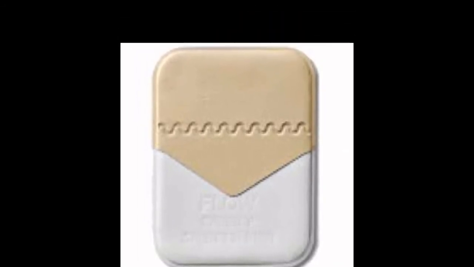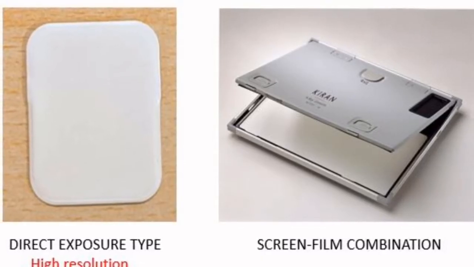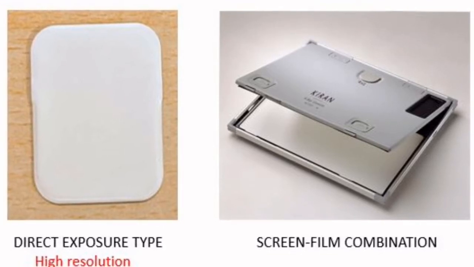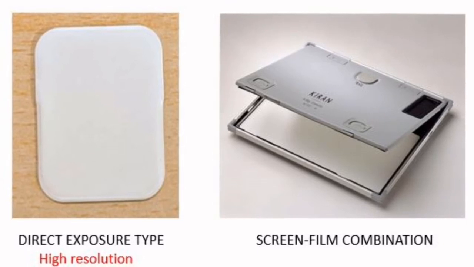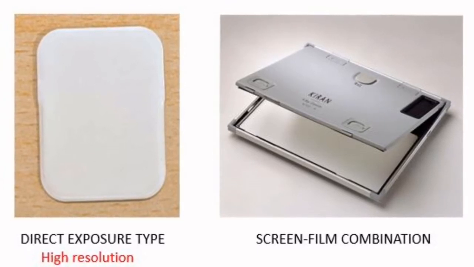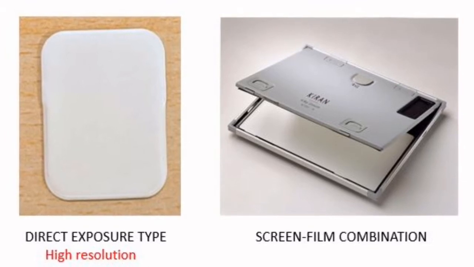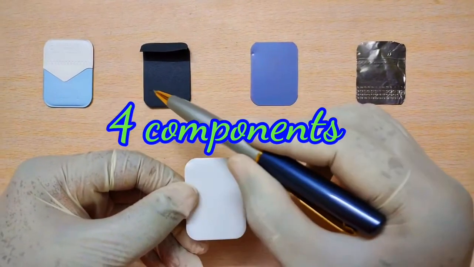The X-ray film which is used for intraoral radiography is of direct exposure type because this type gives higher resolution images than the screen film combination ones. Diagnostic tasks like detection of an incipient caries or early periapical disease demand this kind of high resolution, and hence direct exposure type is used for intraoral radiographies. There are four components in an intraoral X-ray film packet.